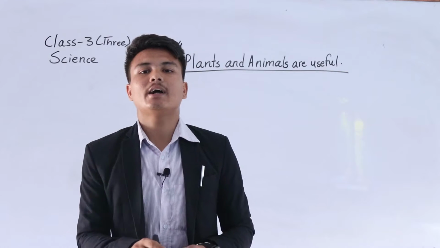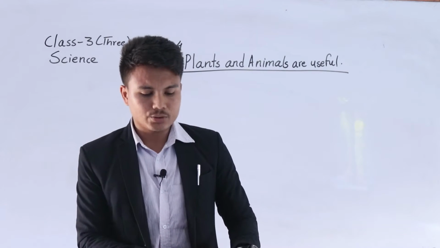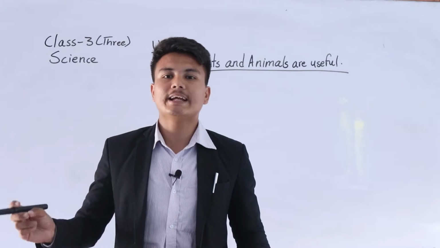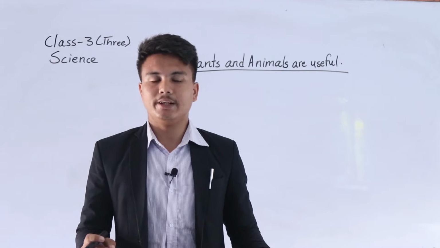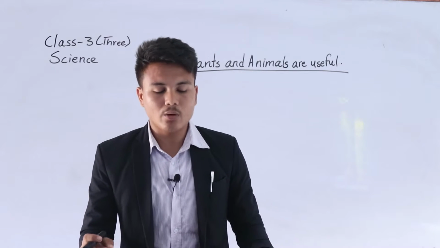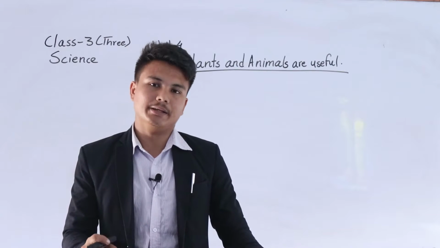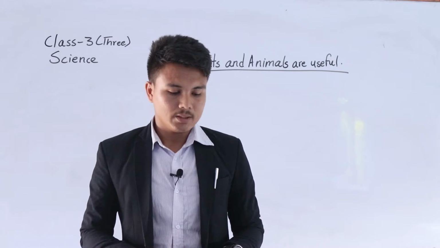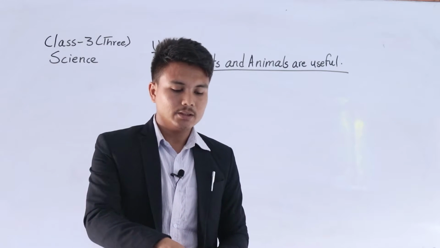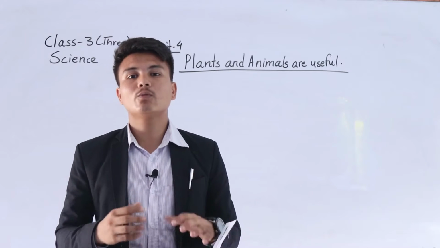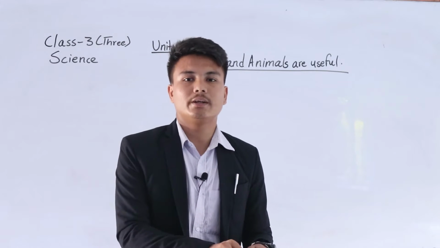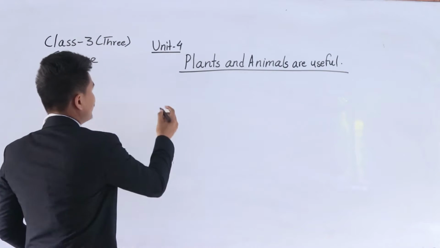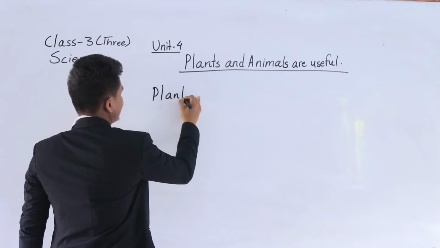Okay class, let's start our lesson. All living things need food. We know that. Yes, we human beings also need food. Other insects, animals, all kinds of living things need food. All animals, including ourselves, eat something every day. So where does our food come from? Our food basically comes from plants and animals.